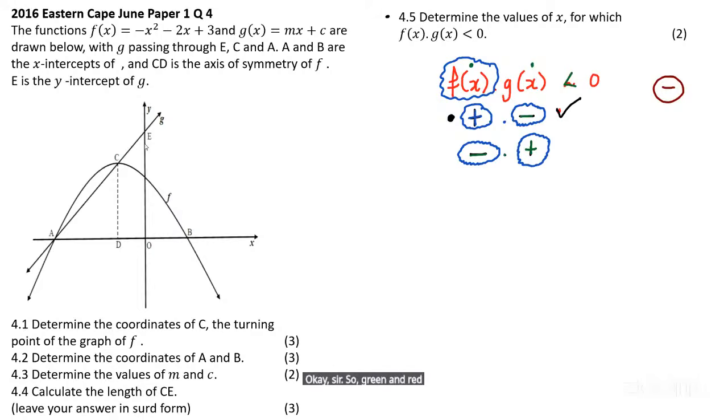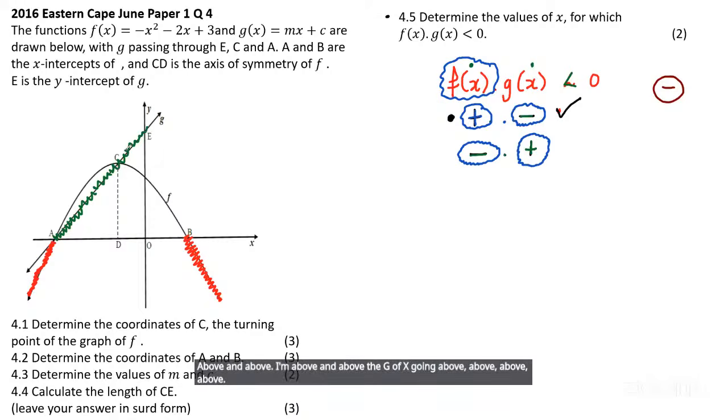No, we can't. All right, let's try the other one. What do I want? I want f of x as negative this time. So f of x, where are you negative? Here, below the x-axis. Also this portion below the x-axis, it's negative here. And I want g of x above. Above and above. There, g of x going above, above, above.